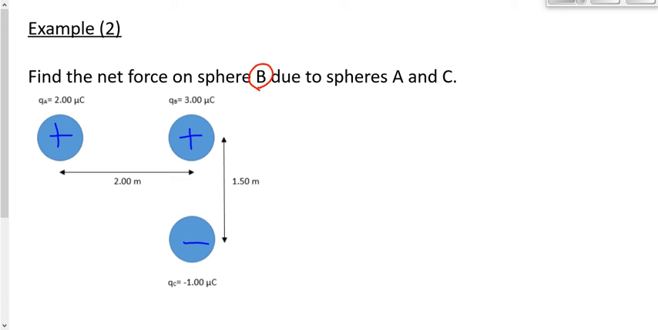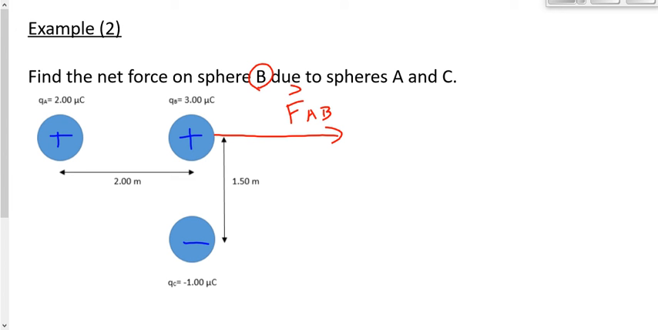Well, A and B are both positive, so they're going to do what? Attract or repel each other? What's it going to be? Repulsive. So that means that B is going to be pushed away from A. I'll call that FAB. Now, A is going to be pushed away from B as well, right? But I don't really care about that one because that's not what I'm trying to find right now.